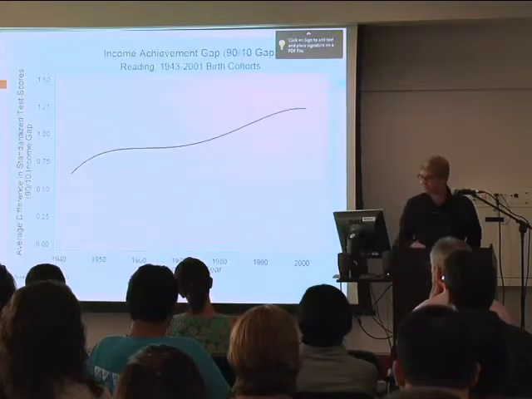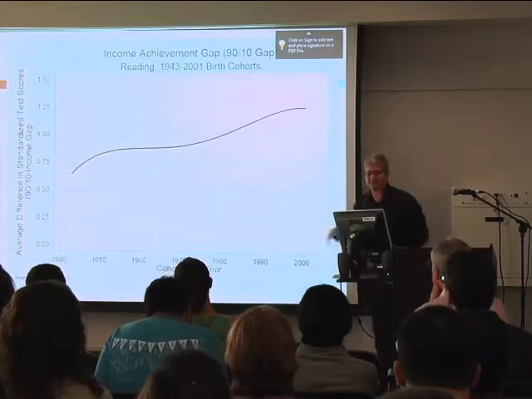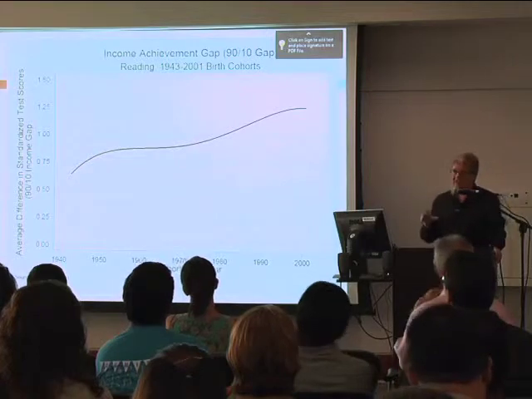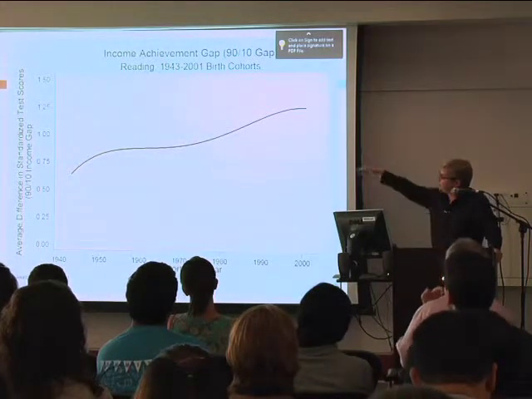And I'll show you the picture this way from now on. We'll take away all the dots and the bars and just look at the line. So this is the same line as before, so this is the sort of stylized fact about the trends in the income achievement gap.